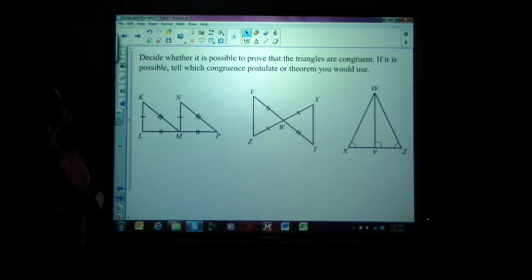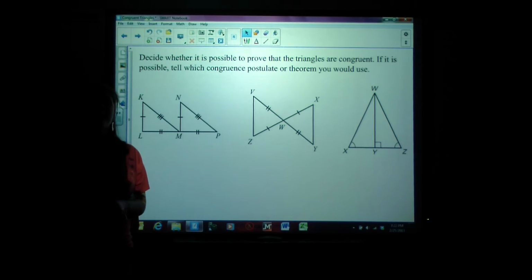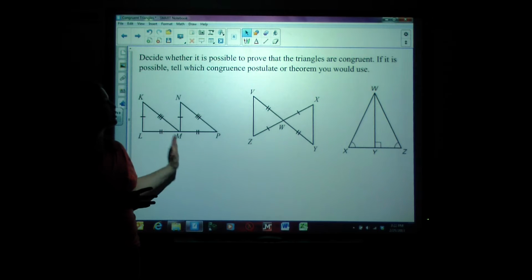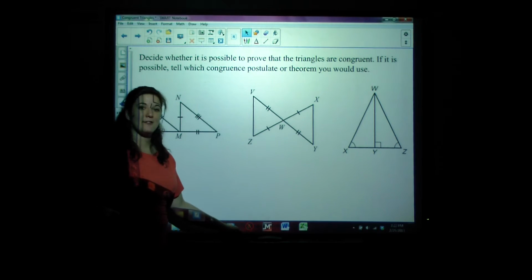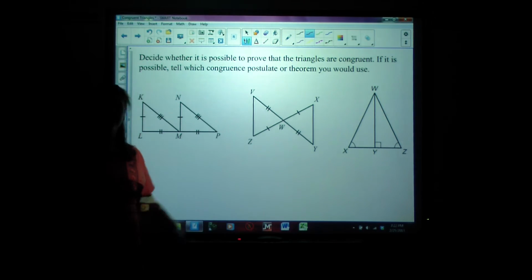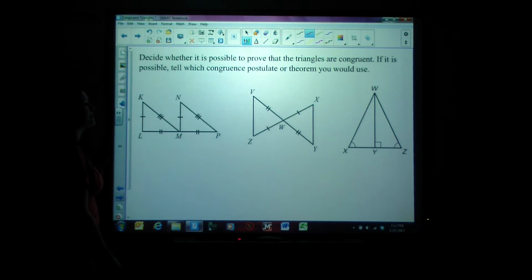Okay, so this one says the same thing. Decide whether it is possible to prove that the triangles are congruent. If it is possible, tell which congruence postulate or theorem you would use. I encourage you to pause the video at this time and try doing these 3 questions on your own. If you did pause the video, hopefully you have the answers. If you didn't pause the video, well, I'll just continue on through.